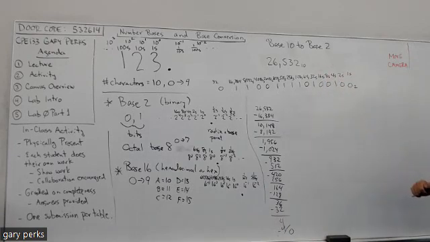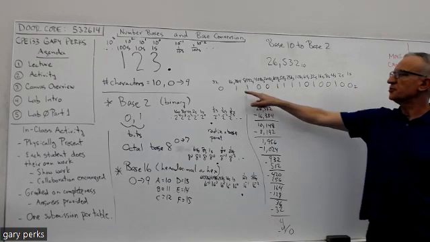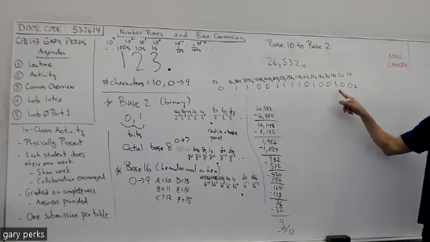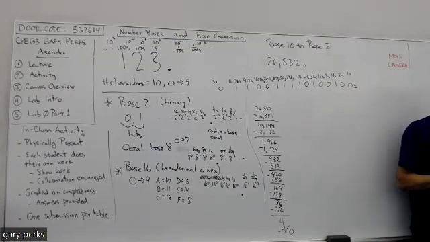So 26,532 in base 10 is equal to 1, 1, 0, 0, 1, 1, 1, 1, 0, 1, 0, 0, 1, 0, 0 in binary. Okay.